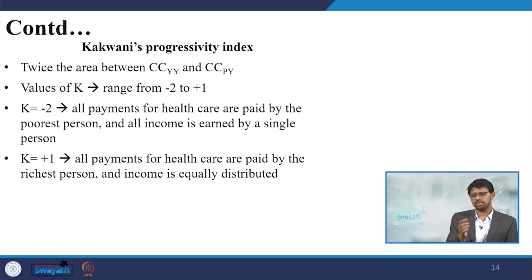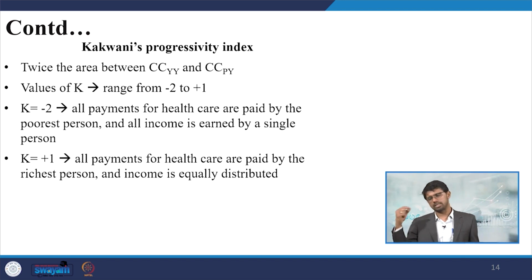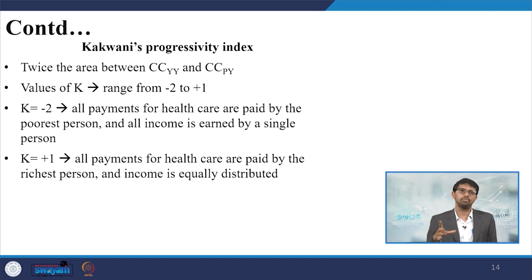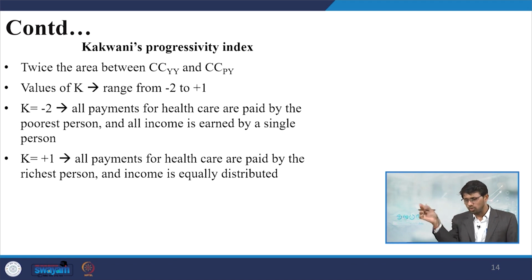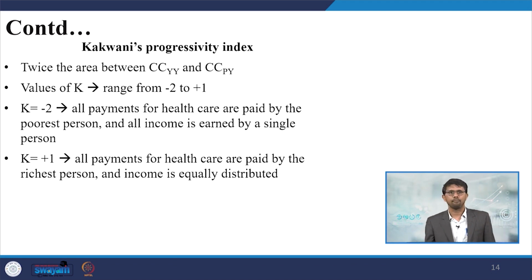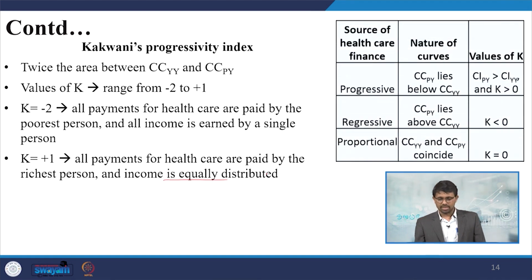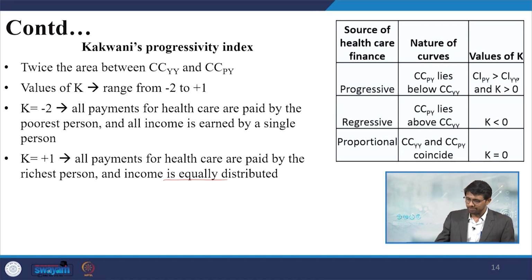And as I already mentioned, when K is equal to -2, that means the extreme inequalities context, where all payments for healthcare are paid by the poorest person and all income is earned by a single person. In the +1 case, both the two curves will be similar, isn't it? All payments for healthcare are paid by the richest person and the income is equally distributed. Okay, and this is how it is explained.